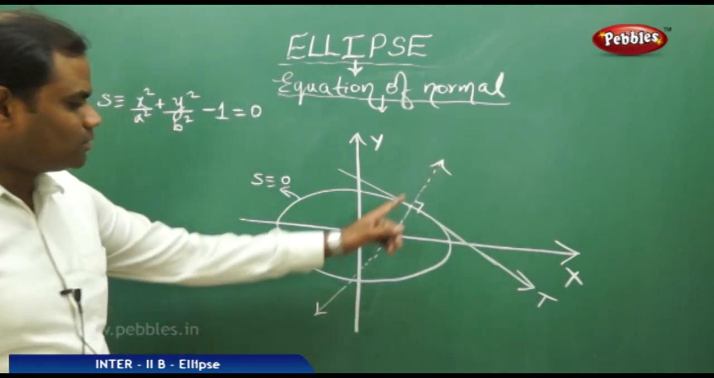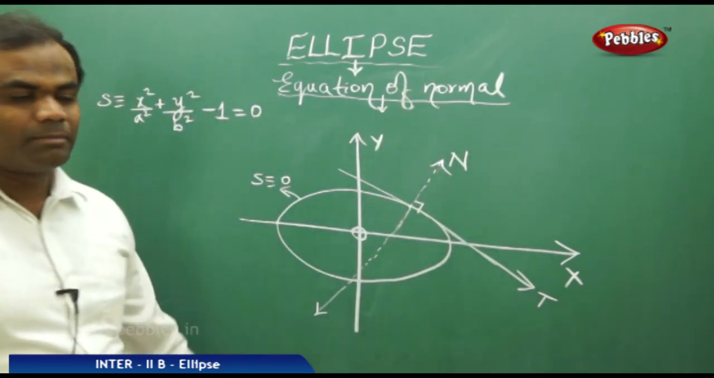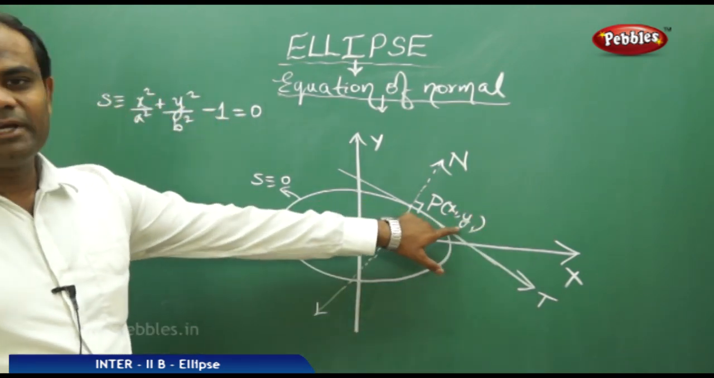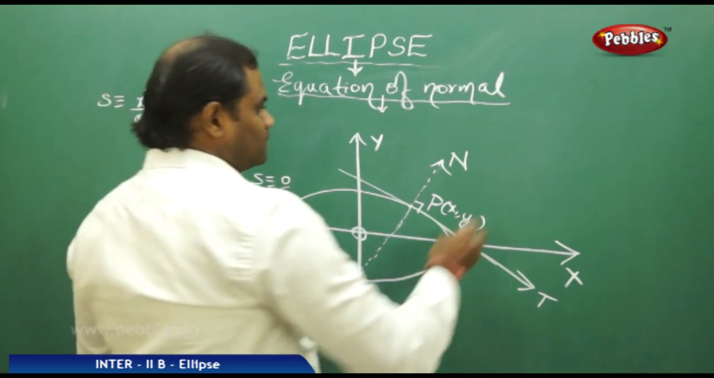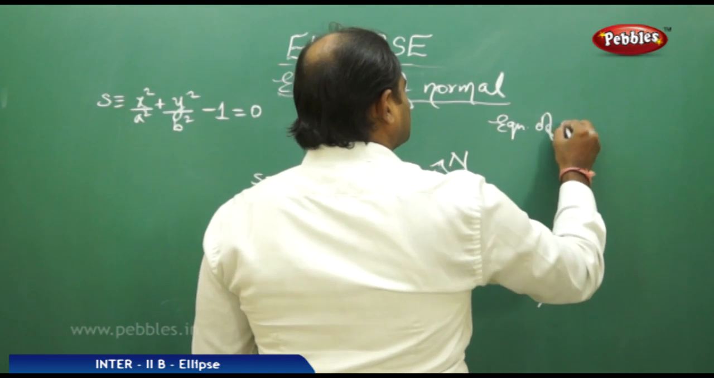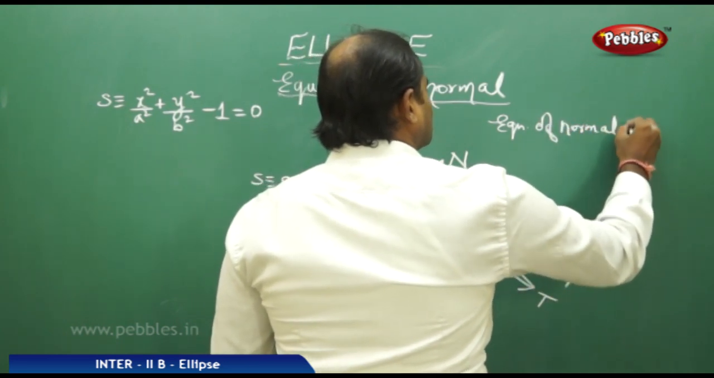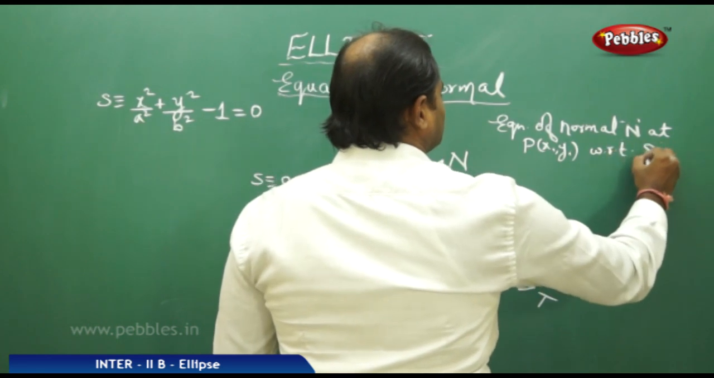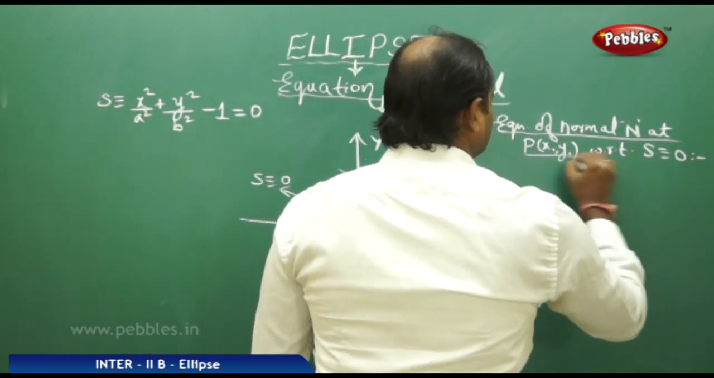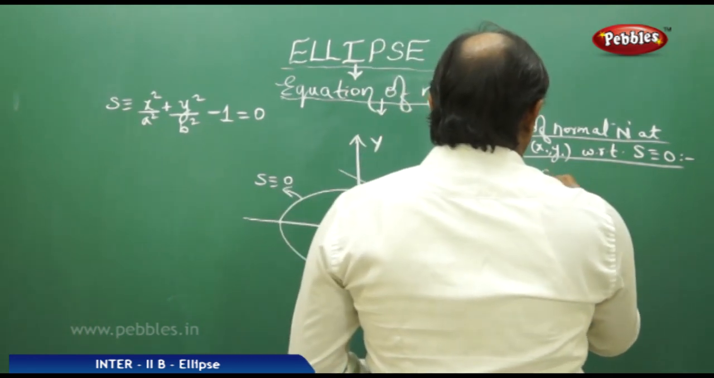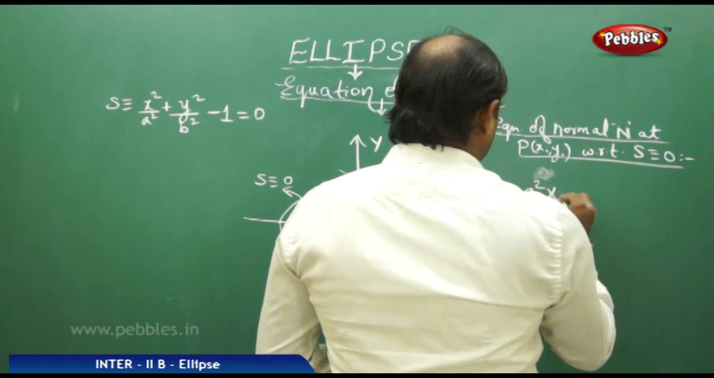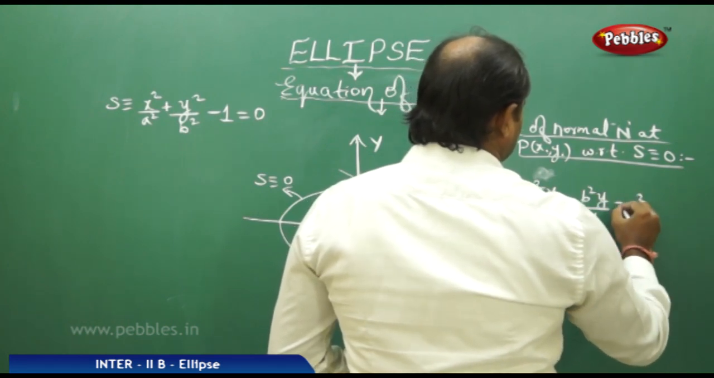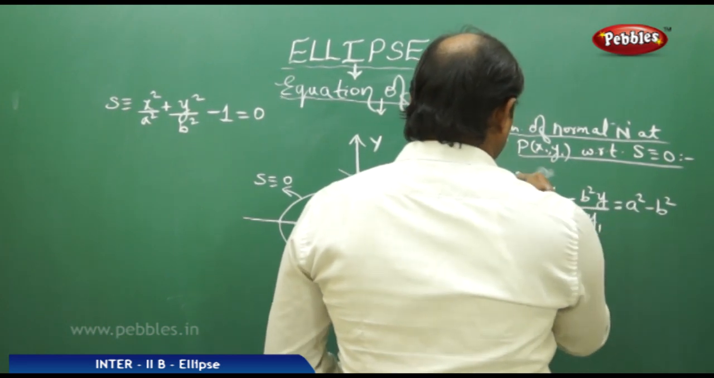So I want to find the equation of this normal n, which is perpendicular to the tangent at the point of contact P(x1, y1). The equation of normal n at P(x1, y1) with respect to the ellipse S = 0 is given by a²x/x1 − b²y/y1 = a² − b².